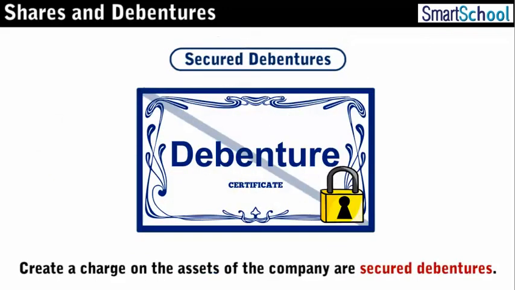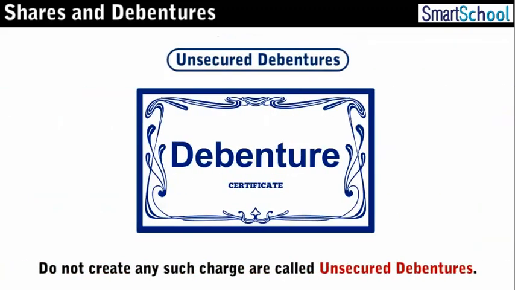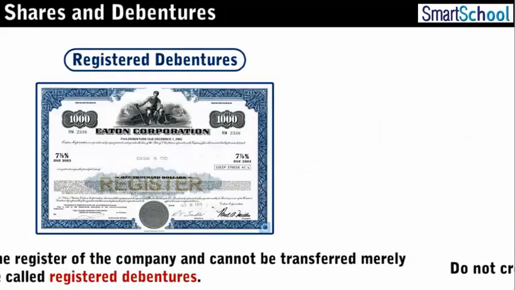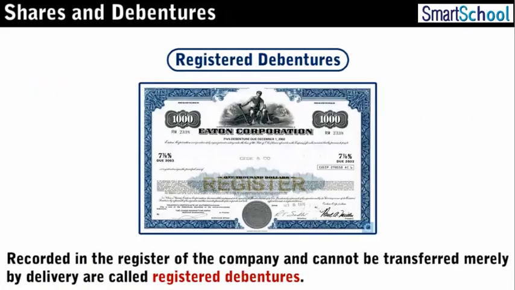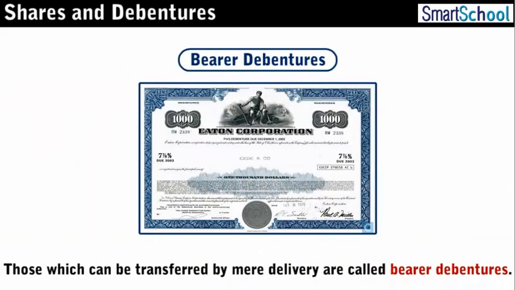Those debentures which create a charge on the assets of the company are secured debentures, and those which do not create any such charge are called unsecured debentures. The debentures which are duly recorded in the register of the company and cannot be transferred merely by delivery are called registered debentures, and those which can be transferred by mere delivery are called bearer debentures.